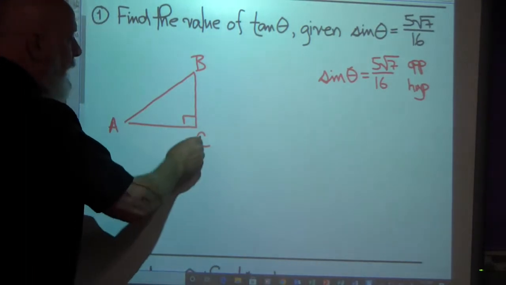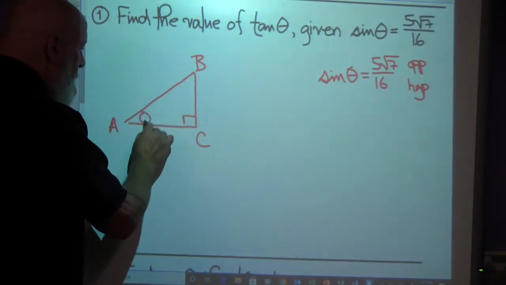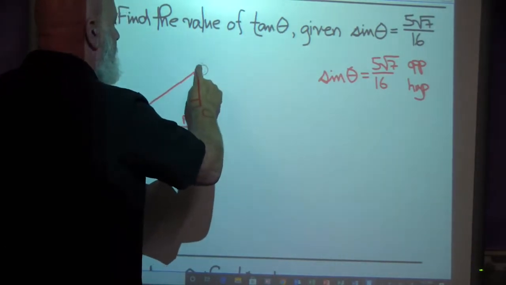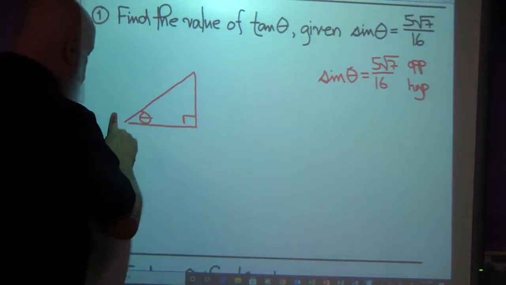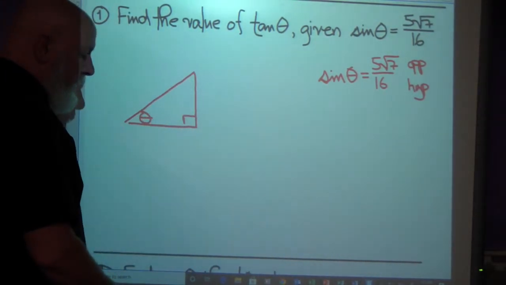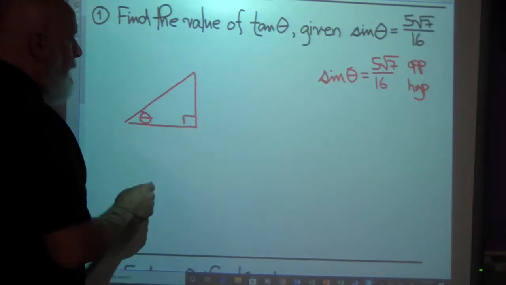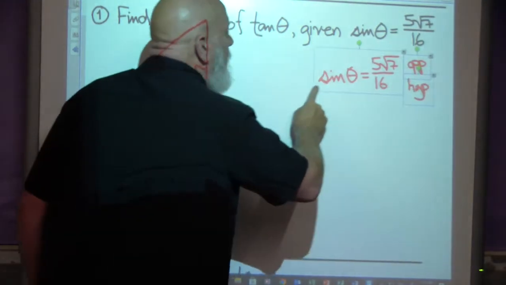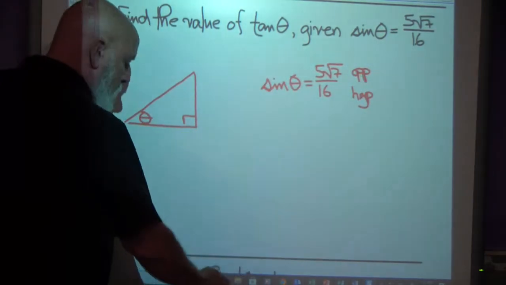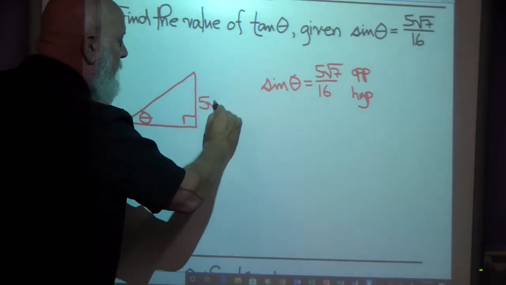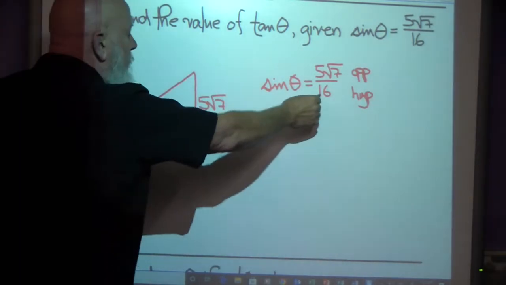And I really don't need the A, B, and C here, do I? I think I'll just get rid of those. Since they told me of theta, we don't need A, B, and C. I can put theta anywhere I want in either of the acute angles. I'll put it right there. And then opposite over hypotenuse, opposite's going to be 5 radical 7. Hypotenuse is going to be 16.